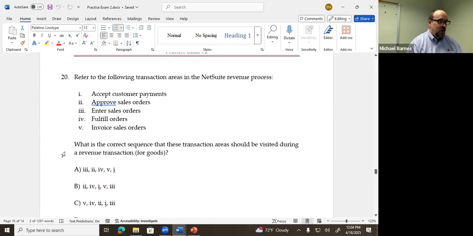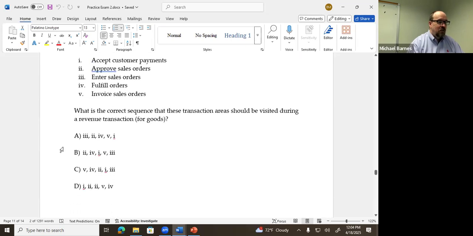All right. Refer to the following transaction areas in the NetSuite revenue process. Which is the correct sequence? By the way, this one's a pretty easy question. All I did is I had the correct sequence, and then I randomized the rest of them, in a random order. So all you really needed to know was which is the first step in the sequence. So which one is the first step if we're going to do a revenue transaction?